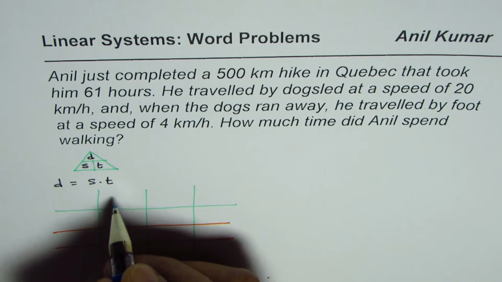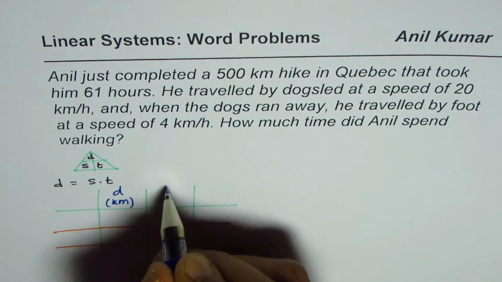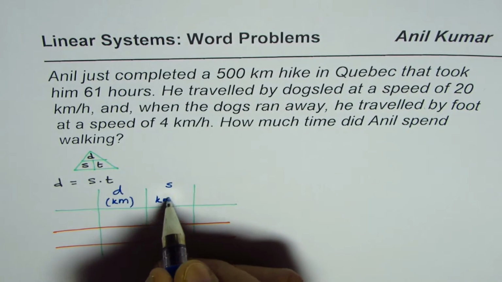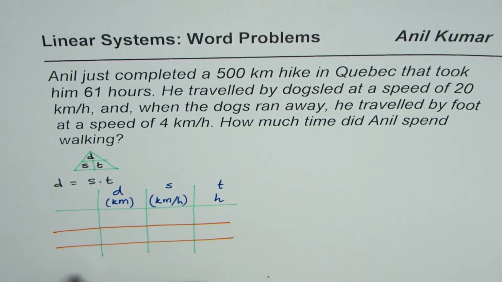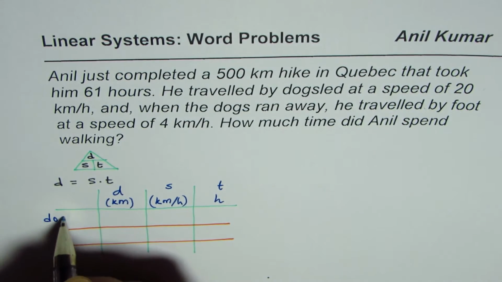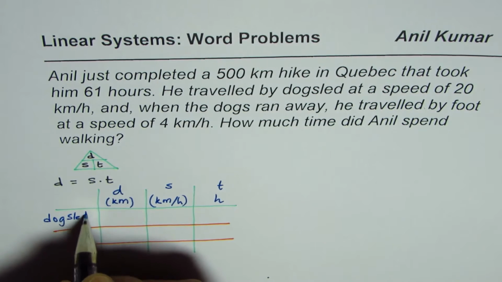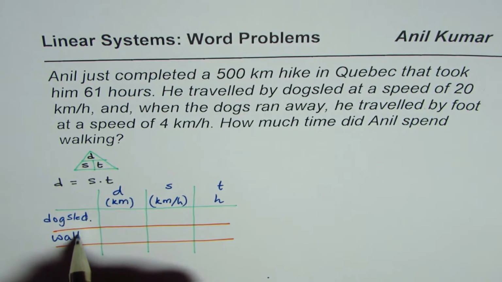So let me write down distance. The distance here is in kilometers. Speed is in kilometers per hour. And time is in hours. So case one is dog sled, and the other one is walking.